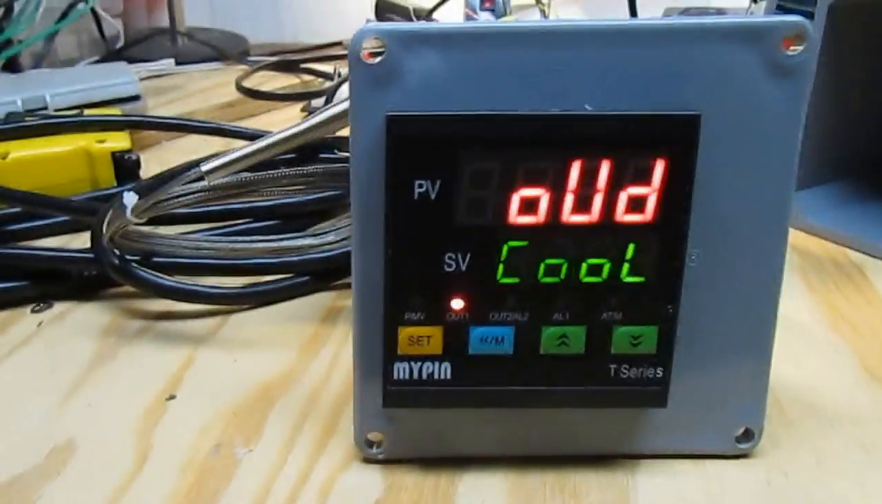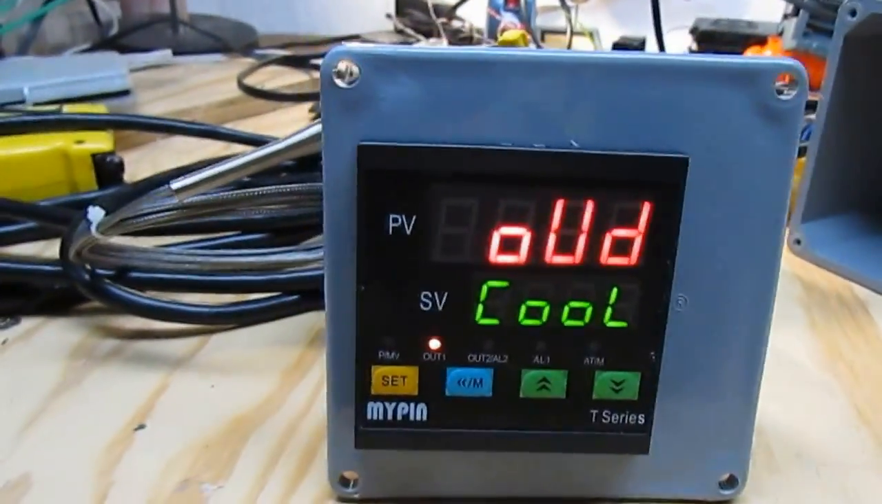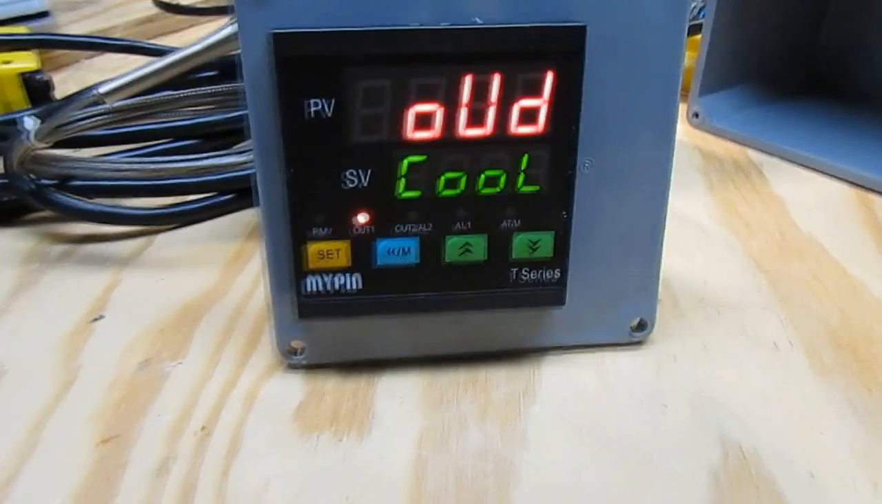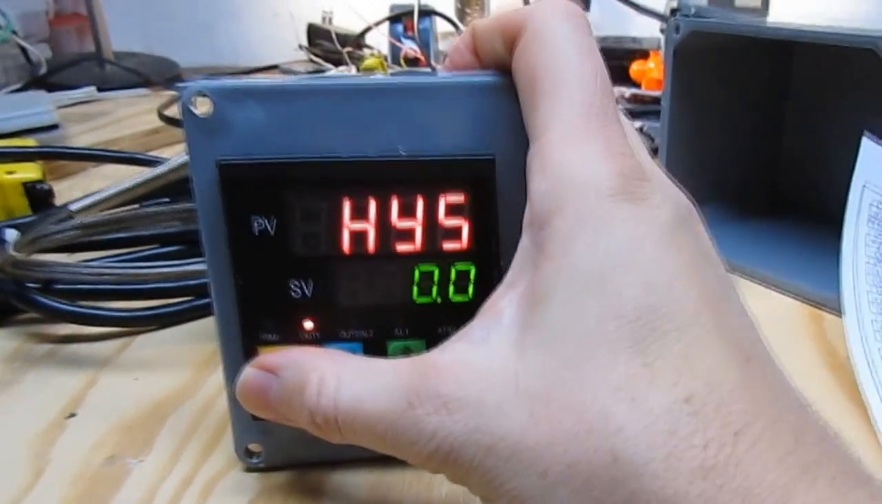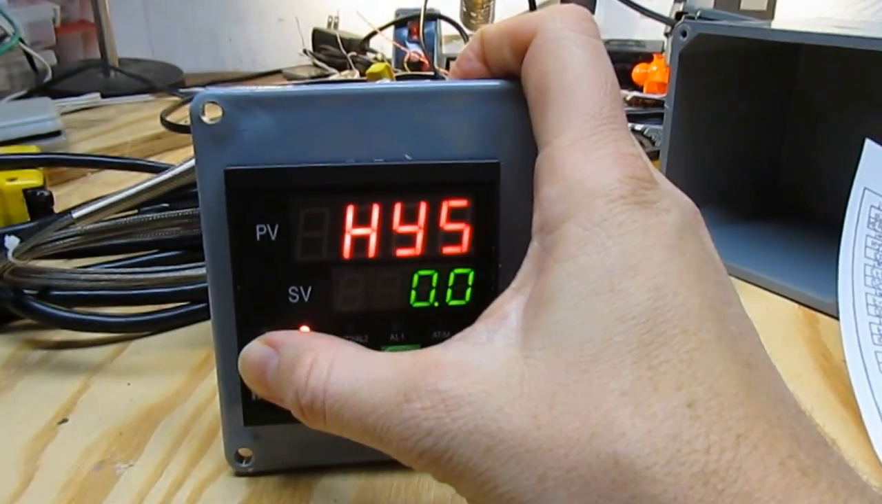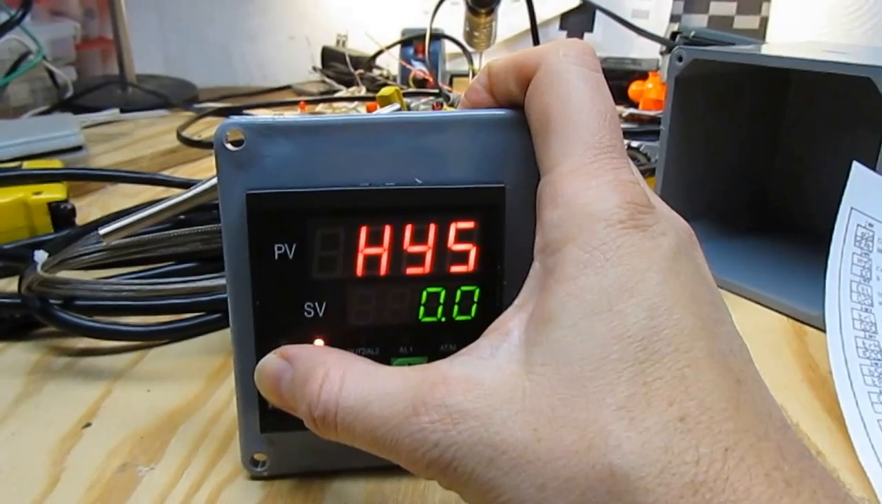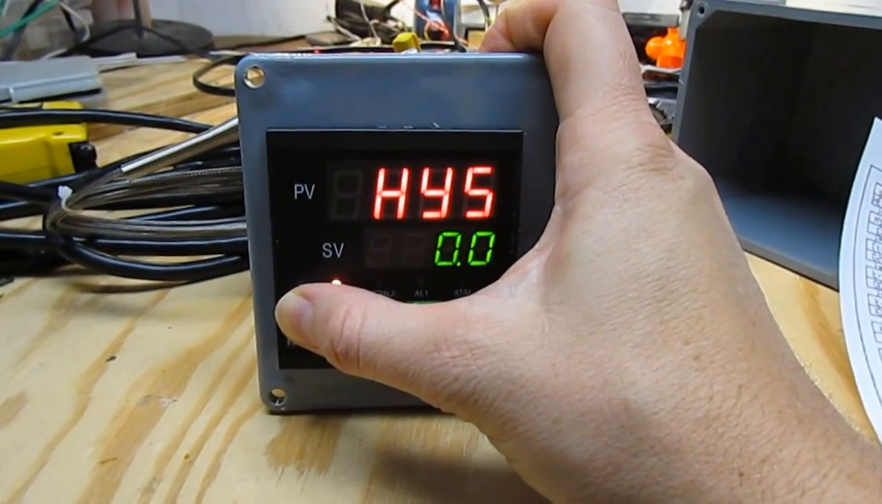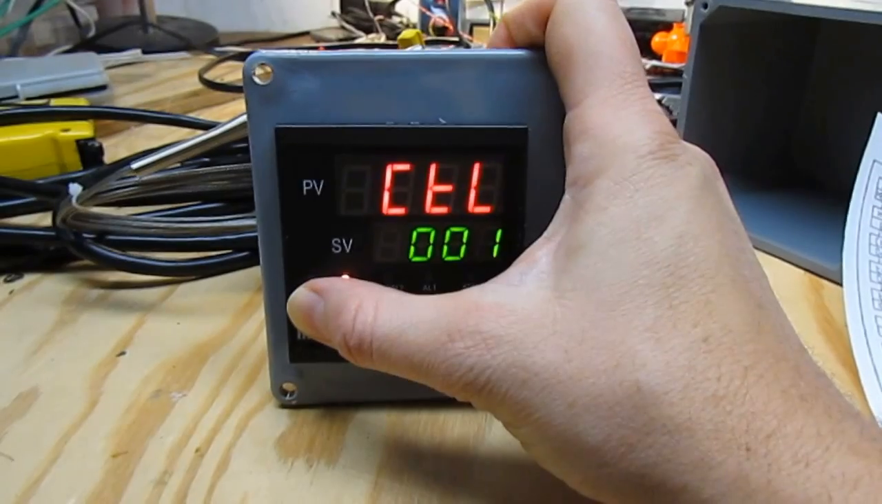So what happens? Are you looking for cooling? Are you looking for heating? I'm looking for cooling, so I set it to cool. It can be set to heat or cool. This is what they call hysteresis range. I don't know what it does. I put it on 0.